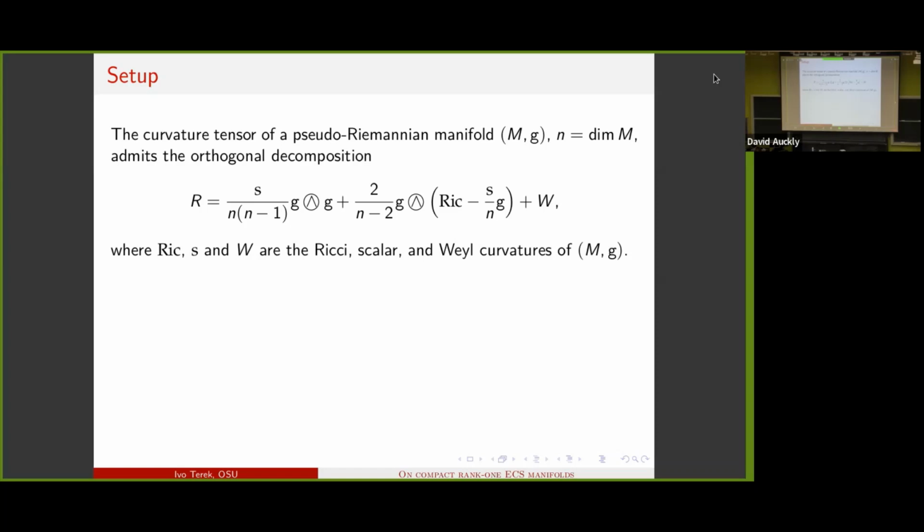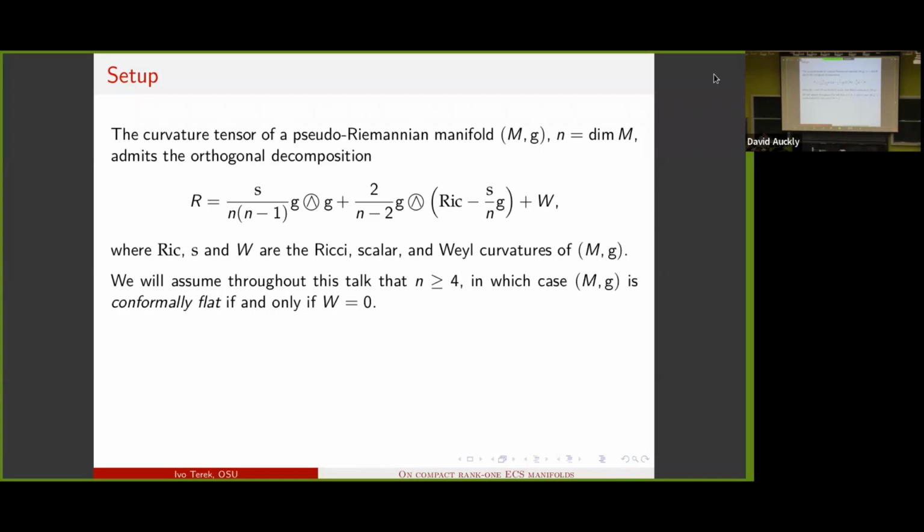One of the important facts about this Weyl tensor is that if the dimension of your manifold is at least equal to 4, which we will assume in this talk, your manifold is conformally flat if and only if the Weyl tensor vanishes. But the condition we'll actually be interested in here is what happens when we have parallel Weyl curvature. Or in other words, what can you say about your manifold when the obstruction to conformal flatness is a constant? Now, of course, you're interested in a non-zero constant, right?